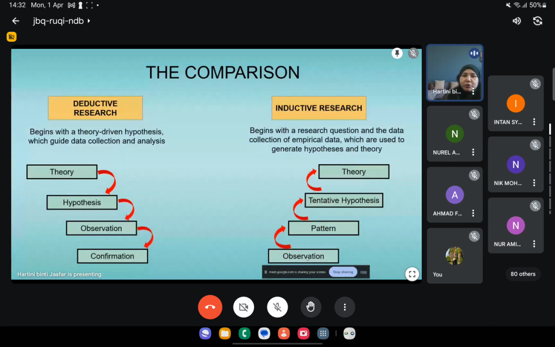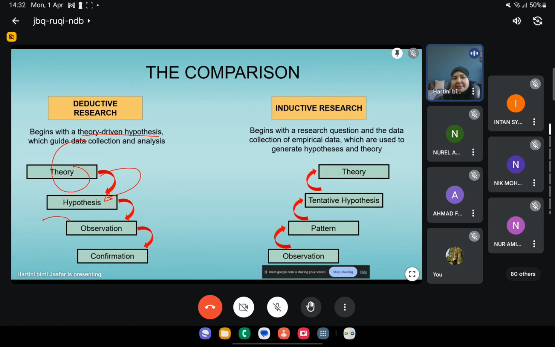Okay, so if I were to look at the deductive research, I can see that it begins with a theory-driven hypothesis, and most of the time the theory is already there. Let's say I want to use positive accounting theory. Somebody else has developed the theory. So what I do is that based on the premise, based on the assumptions that I have in the theory, I will then develop an assumption, and this assumption is called hypothesis.